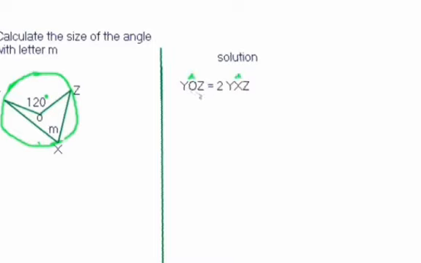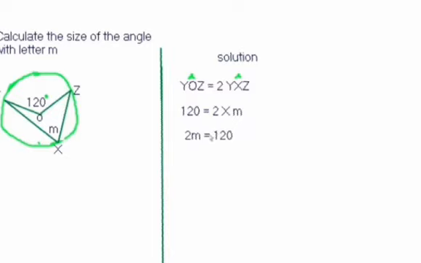The angle is at O and X. So YOZ, from the diagram, the angle is 120 degrees. The angle at O is 120. So we replace it with 120 equal to 2 times M, because the angle at the circumference is small letter M. That's why we have 2 times M. So we can now multiply it out. 2 times M is 2M, which is equal to 120.